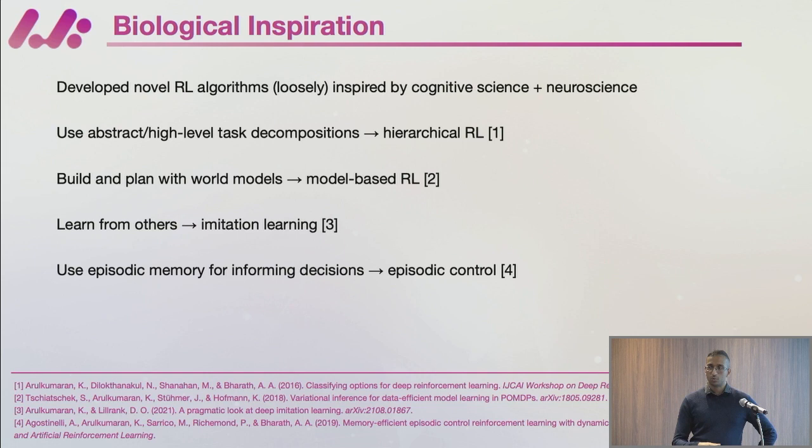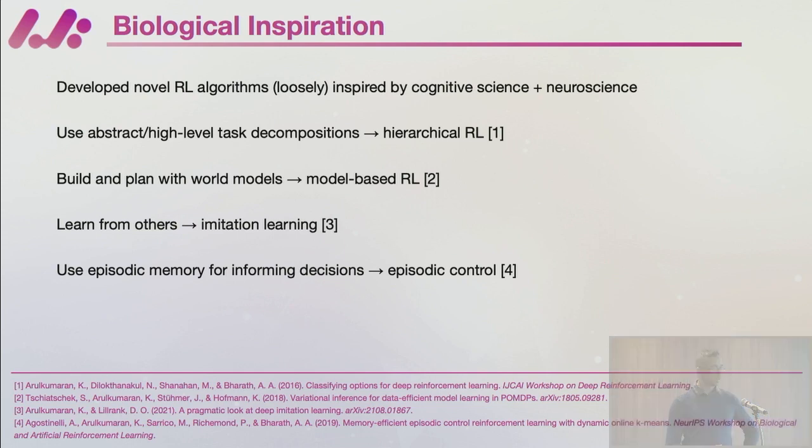Diving a little more deeply into neuroscience, we have different types of memory. We learn from the world, we store it. We have semantic memory, for example, of understanding of things, and also episodic memory, which is a very personalized memory. And we can use this to decide what to do, and so this leads to algorithms for episodic control.